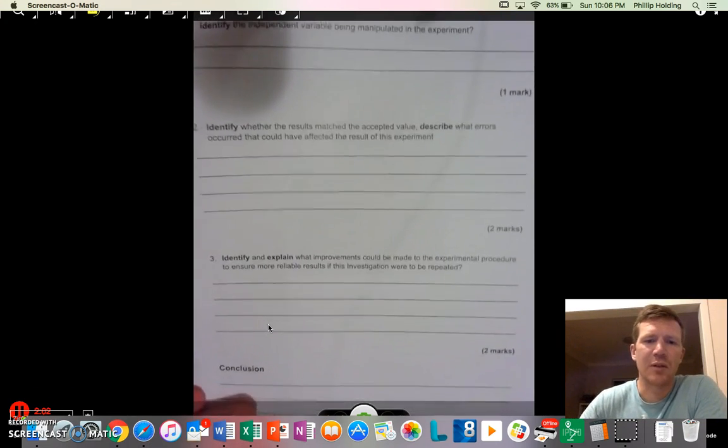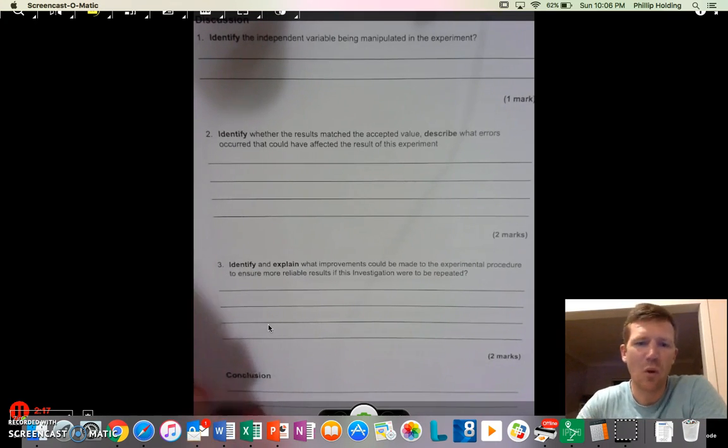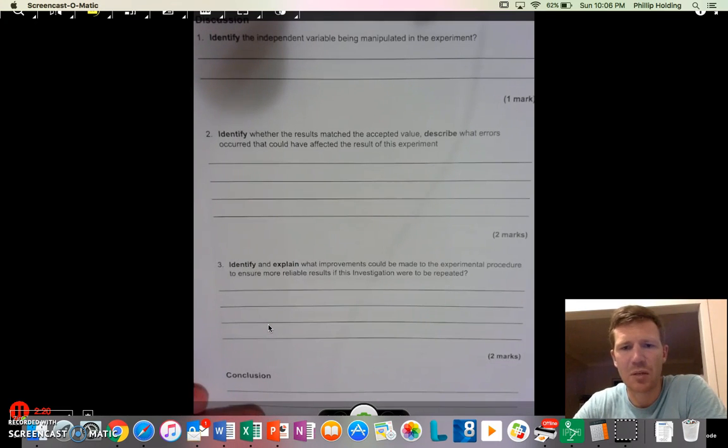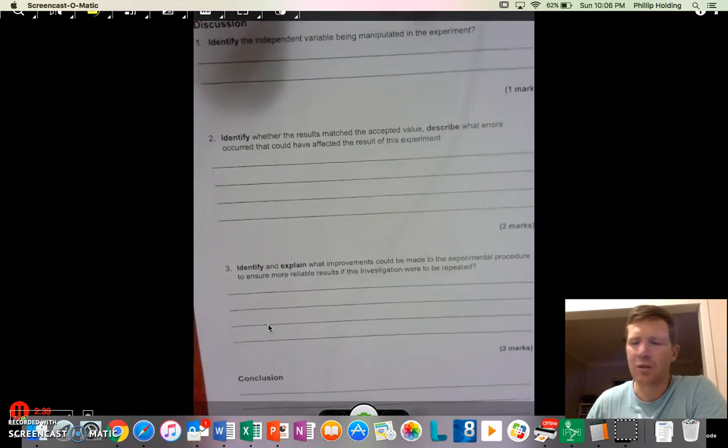The third one is to identify and explain what improvements could be made to the experimental procedure. So again, like with question 2, there are 2 parts. Identify how you could improve it. You might say by using better equipment, and then explain why using better equipment would result in an improvement in your results. It's not okay just to simply identify. You also have to explain why the issue identified will result in better, more reliable results. So there are 3 questions, and then of course finally your conclusion.